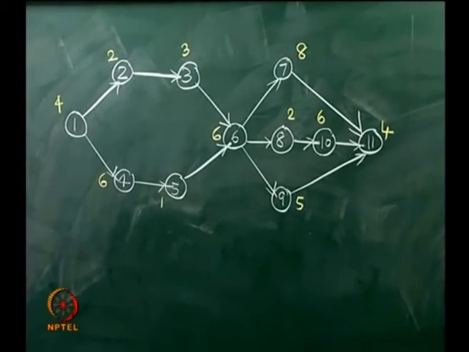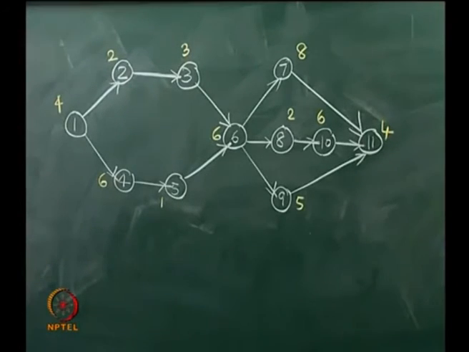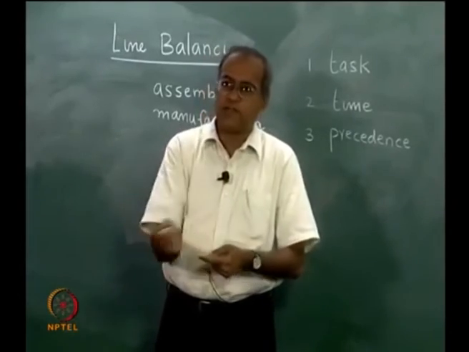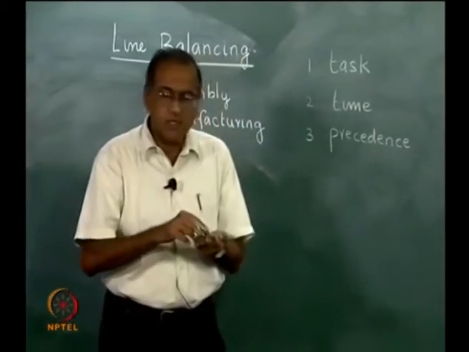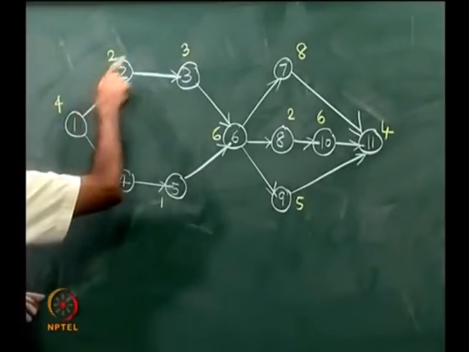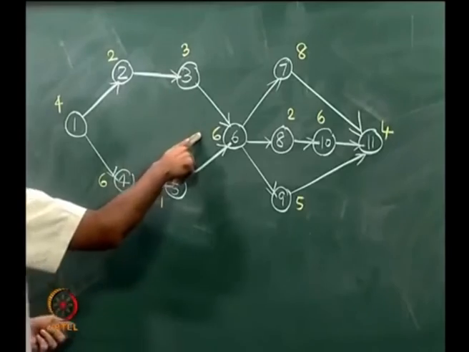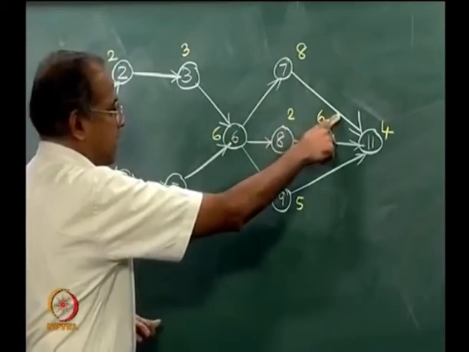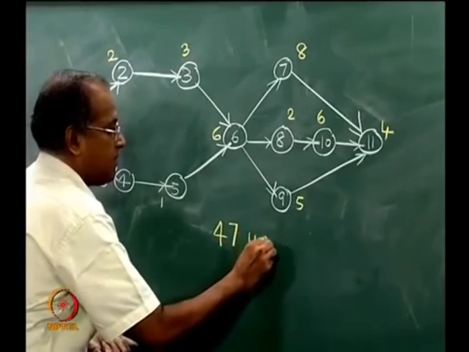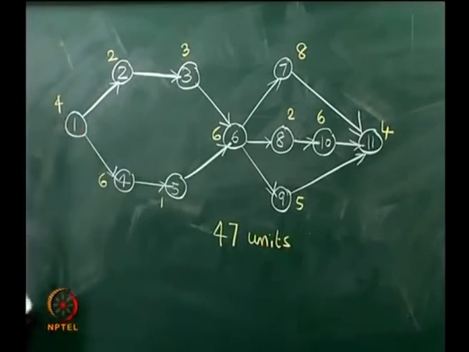And if we assume that these task times are in minutes, then if one person does it in the order 1, 2, 3, 4, 5, 6, 7, 8, 9, 10, 11, then the total time that will be taken is 4 plus 6, 10, 12, 15, 16, 22, 30, 32, 38, 43 plus 4, 47 units of time. Every 47 units we will see that an output comes.